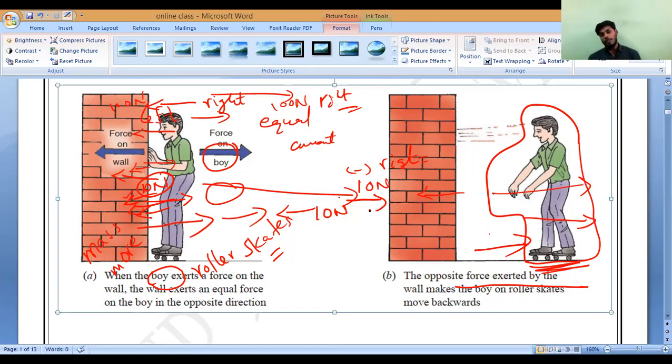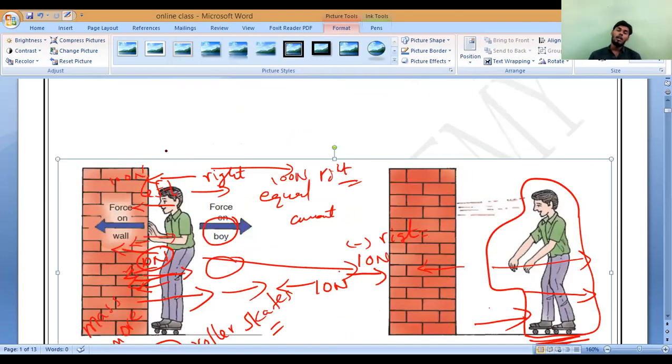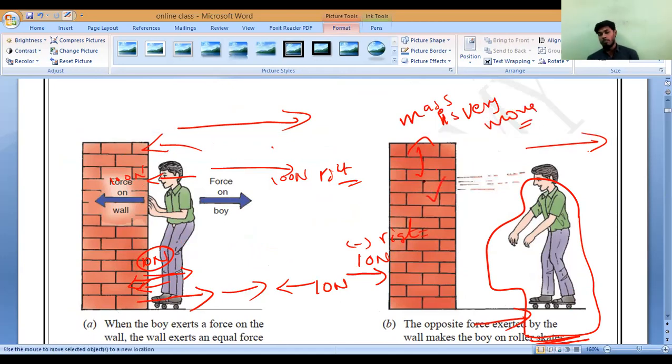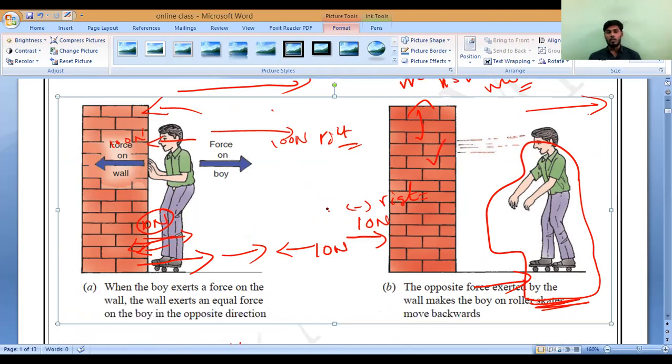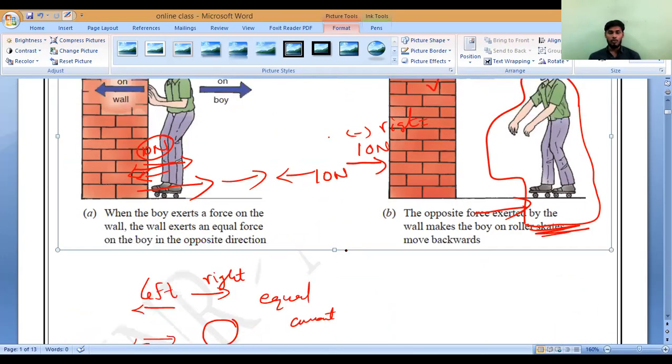Yes, sir. From this action, you may observe the boy is exerting force on the left side on the wall, and the wall is exerting force on the right side on the boy, so that the boy is moving backward. But there is no change in the wall because the wall has a very big mass. Mass is very big, so there is no displacement in the wall. But we can observe the boy, he is on roller skates, so he can easily move. Is it yes or no?